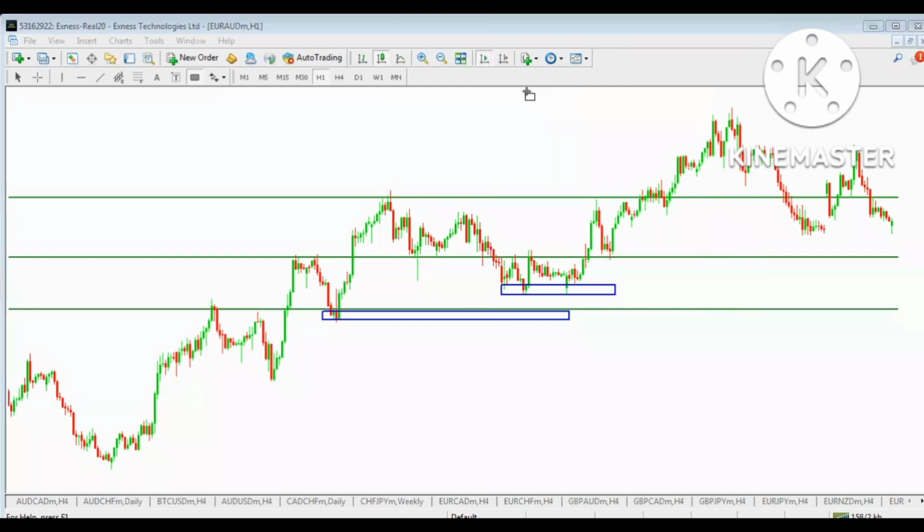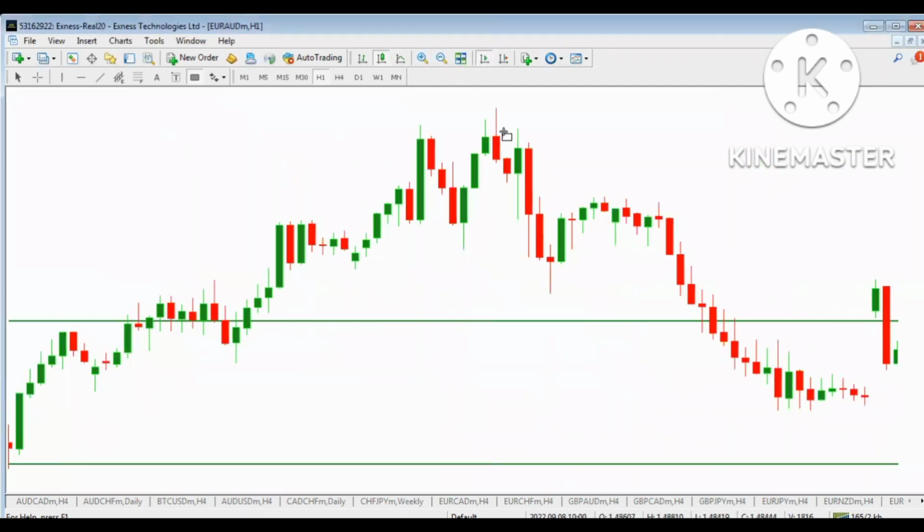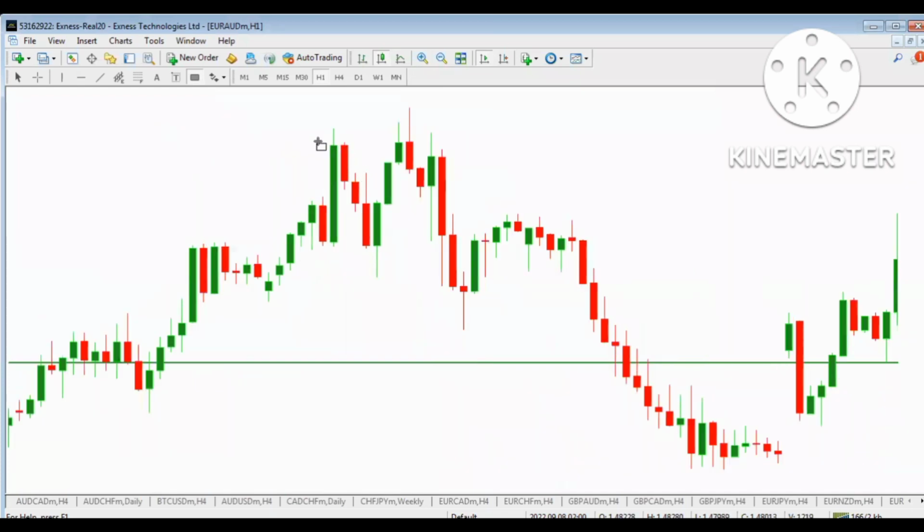Let me show you. Let me zoom it. We are having this rejection candle here. You can see this. This is the rejection candle I'm talking about.